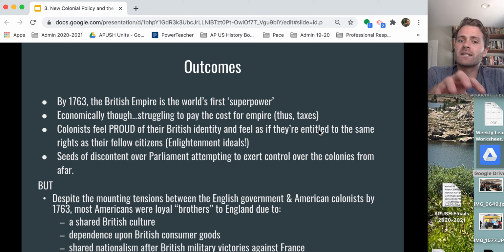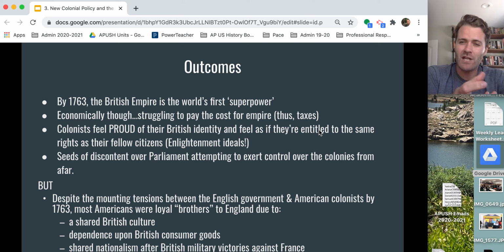These seeds of discontent are beginning to be planted as the colonies begin to get more upset over Parliament attempting to exert control over the colonies from afar. I've told you this since like the second day of class, that the colonies like their political power to be small, local, and close to home. But in 1763, nobody sees a revolutionary war on the horizon. Nobody does. I want to emphasize this.